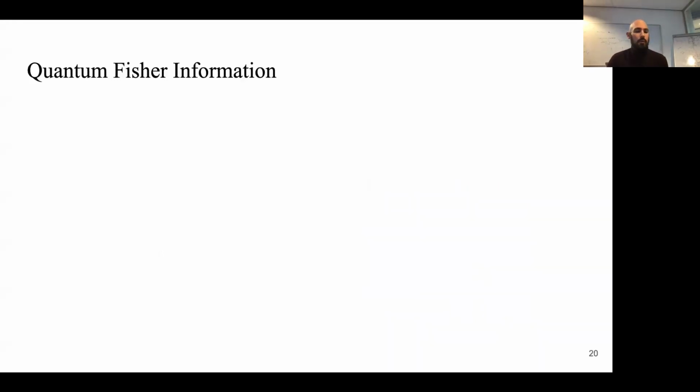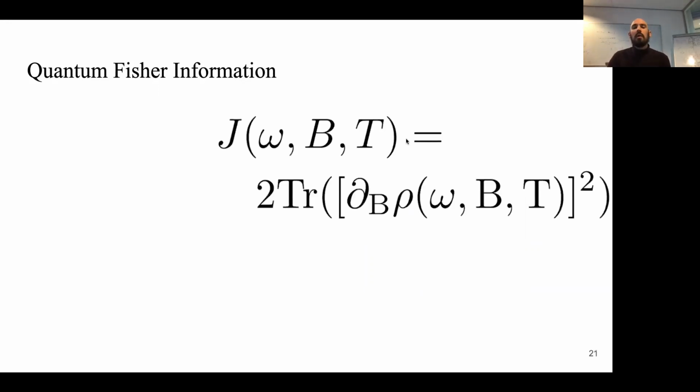Great. So I'll introduce the quantum Fisher information because I won't assume anyone knows the definition. So the quantum Fisher information is given like this. Say that we have a sensing protocol, you're trying to sense a magnetic field B at some frequency omega, and your sensing protocol has duration t, then the QFI is given as twice the trace of the square of the derivative of the state with respect to the magnetic field, the parameter being estimated.